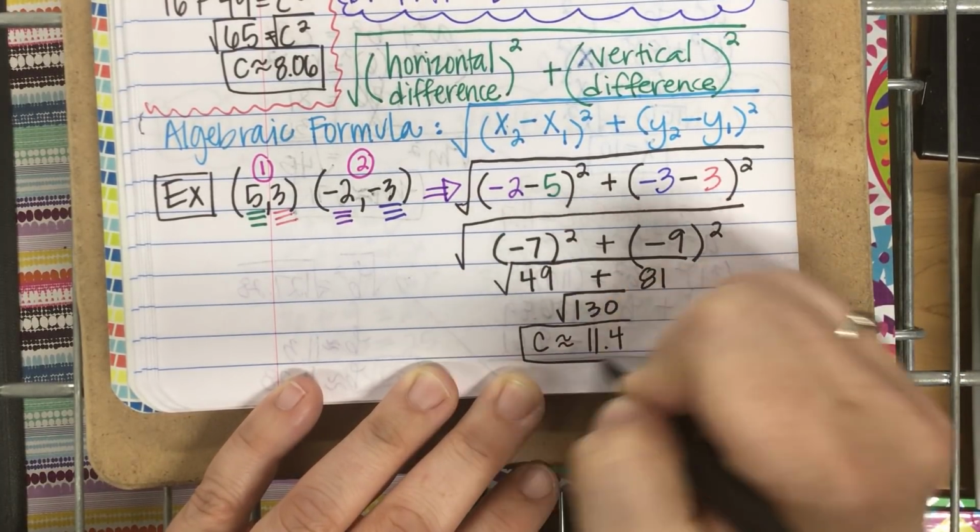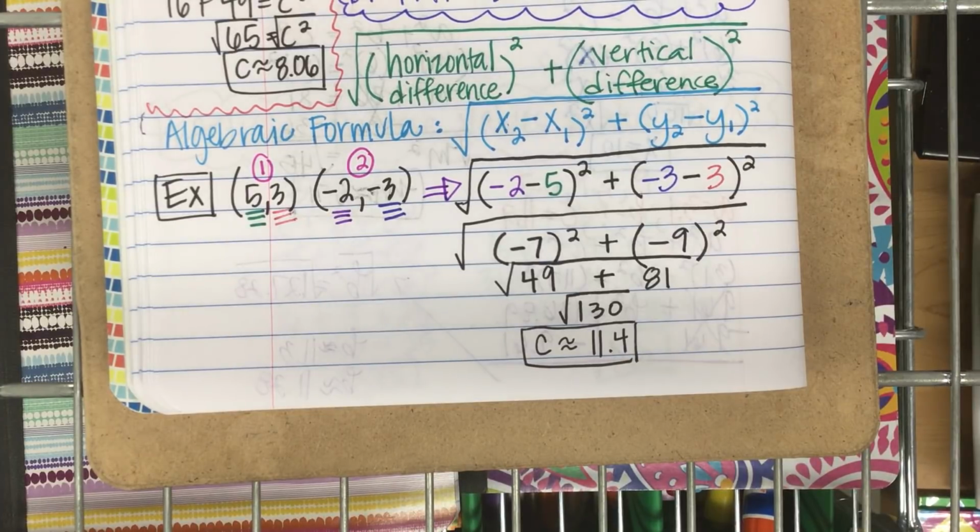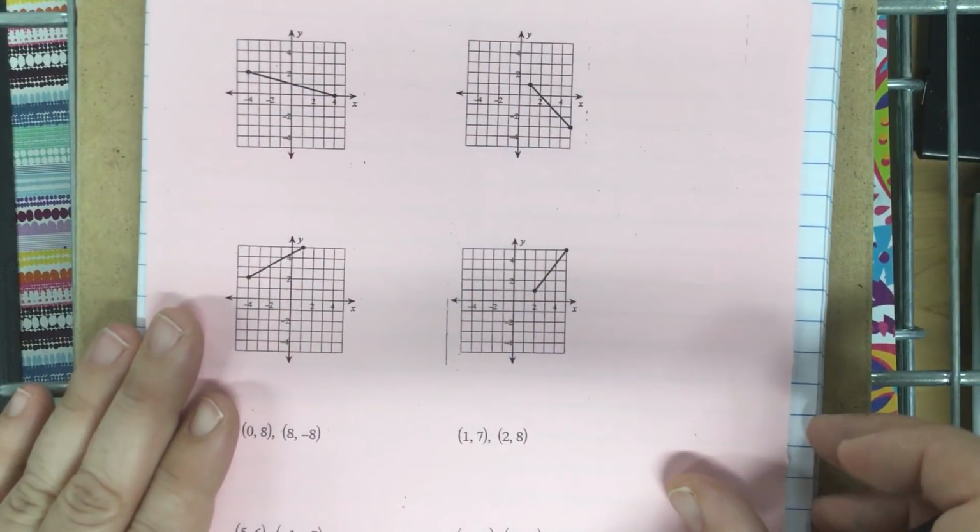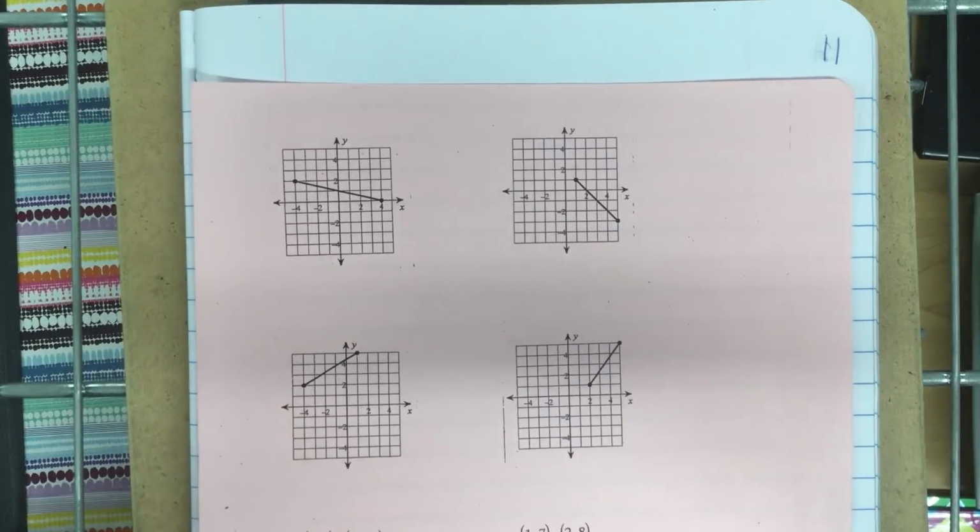All right, we're going to practice. So you should have a pink piece of paper that we're going to eventually glue on page 11. I have a pink piece of paper that we're going to eventually glue on page 11. I'm not going to glue yet. I'll practice and then I'll glue.